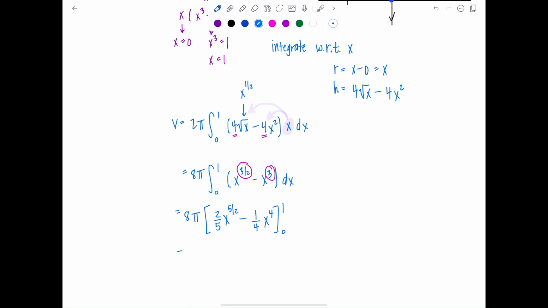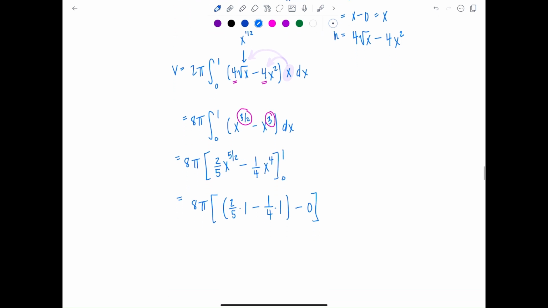And then we have 8 pi times 2/5 times 1 to anything is 1, minus 1/4 times 1. And then if I plug in 0 for the lower limit, everything's 0. So we've got 8 pi times 2/5 minus 1/4.